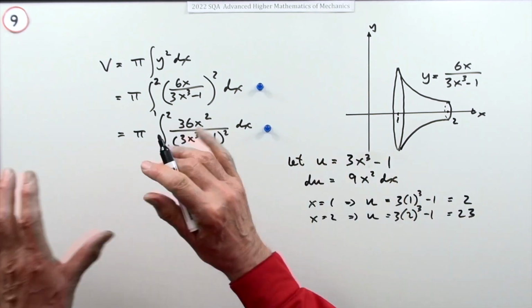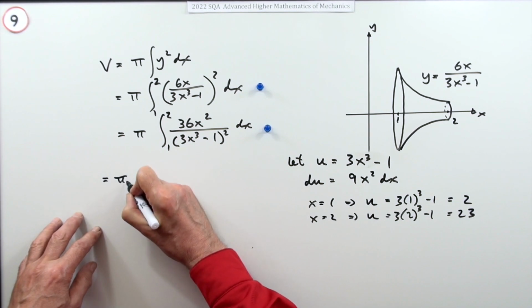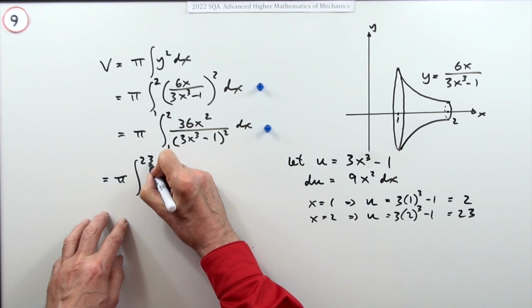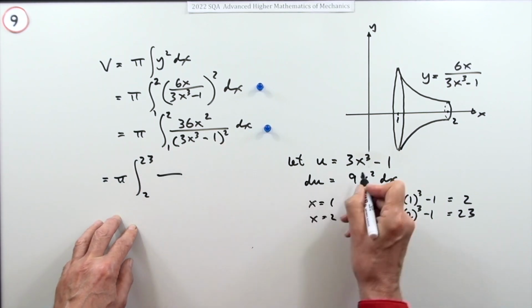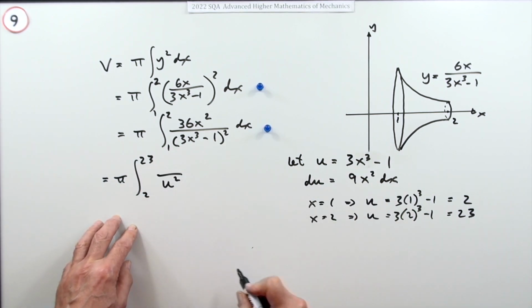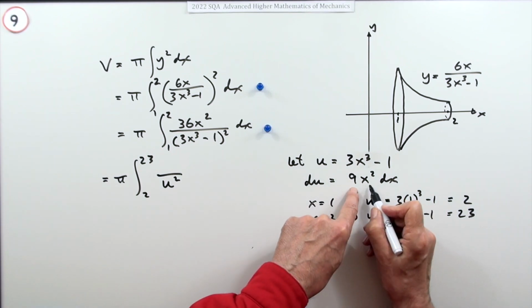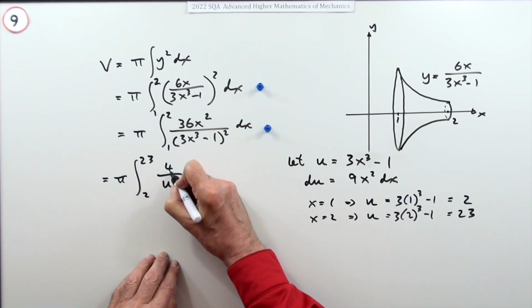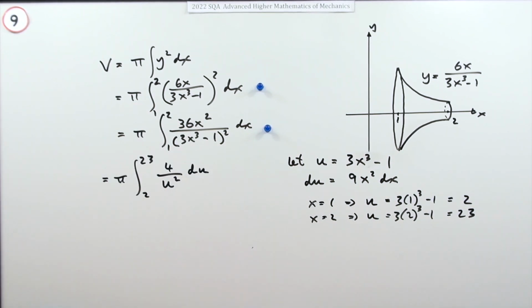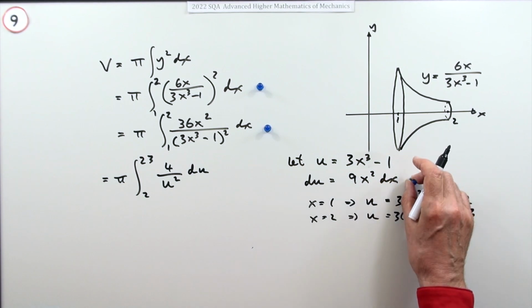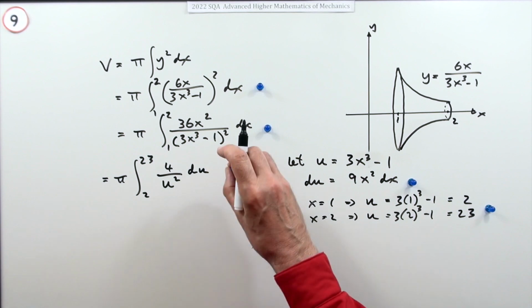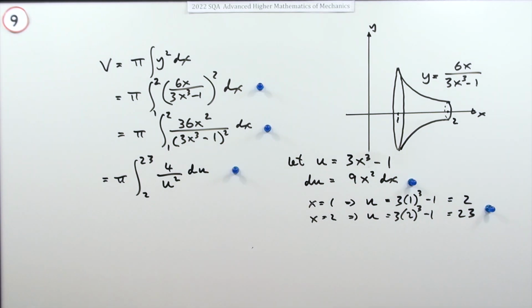Now this is simple enough, I could just put it down straight away. So I've got pi times, my new limits are 2 to 23. The bottom part just changed into a u squared, and the top part, a 9x squared dx, I just about had that, but I've got 4 times it, so it's 4 du. Now there was a mark for that, there was a mark for the limits, and there was a mark for putting it in there. So the last mark's just going to be for getting the exact value.